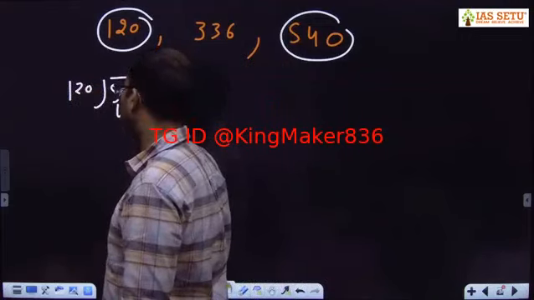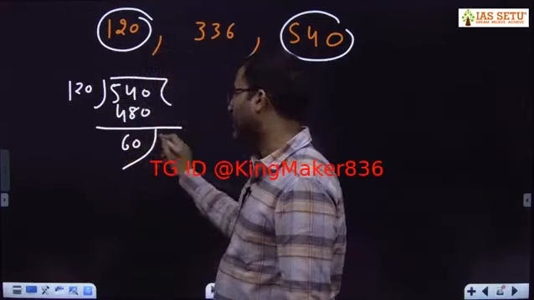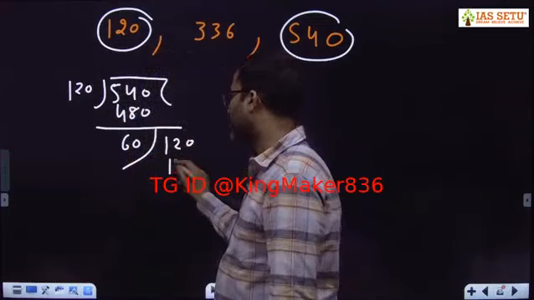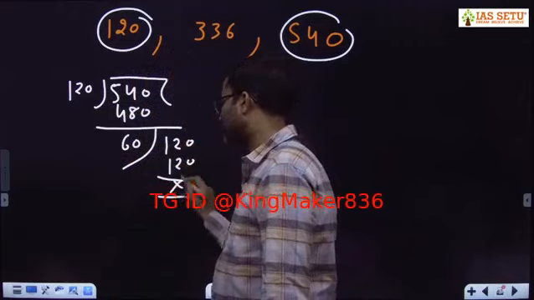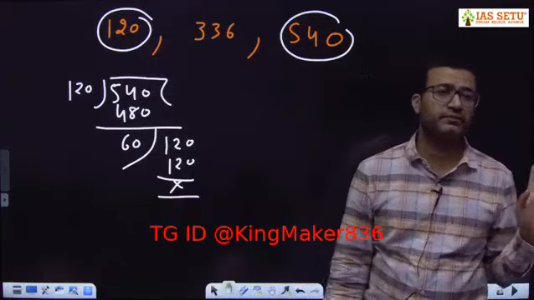120 4s are 480. Your remainder is 60. 60 will become the next divisor for 120. 60 2s are 120, remainder 0. But you can't conclude 60 is the HCF.